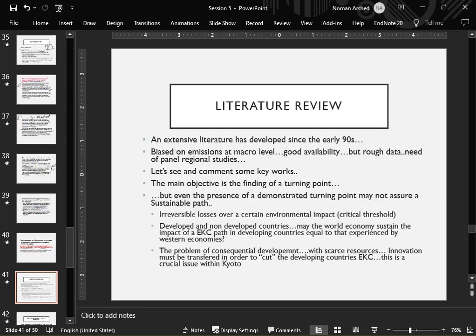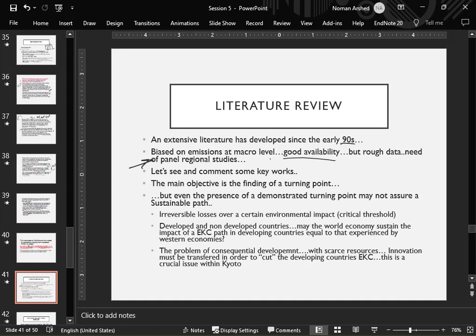Okay. Now we talk about some studies that talked about it. So extensive literature has been developed since the 90s on this topic. They are biased on emissions at the macro level because of the good availability of data, but rough data is needed for panel of regional studies.